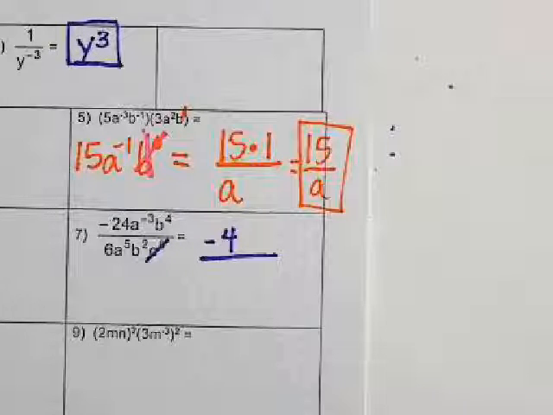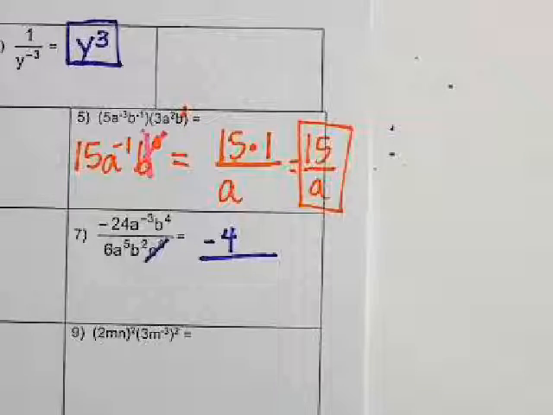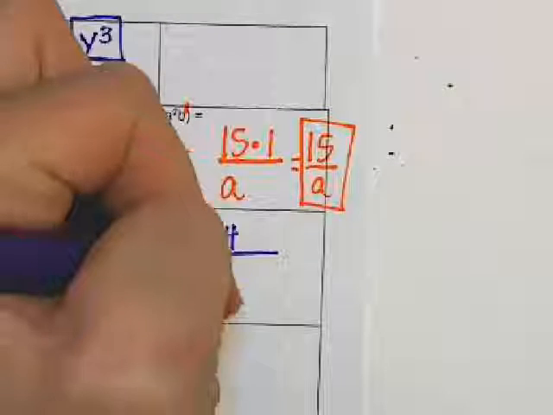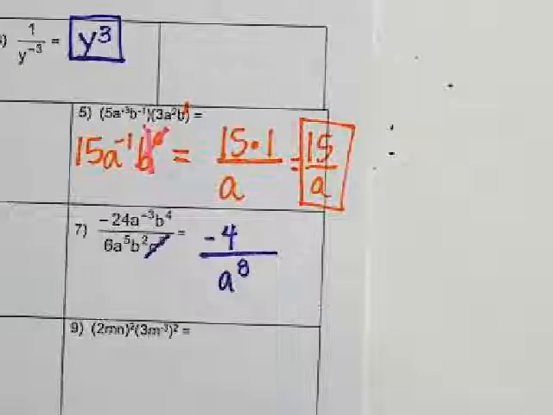Visualize what that looks like. A with a little negative 8. Where is that going to be written? Bottom. And how's it going to be written when I write it? A to the positive 8 on the bottom.